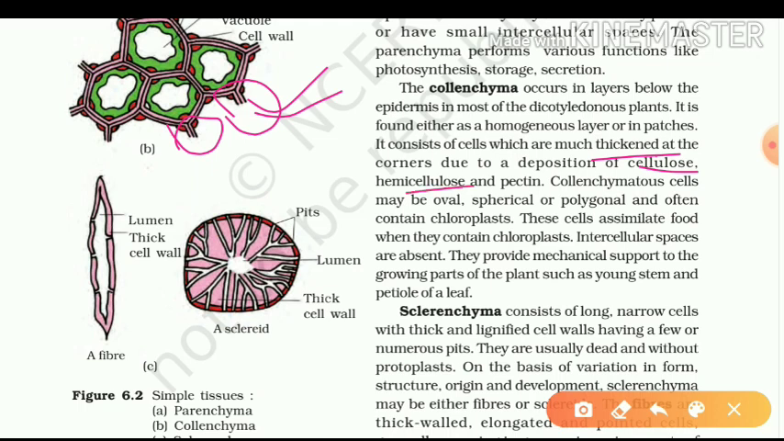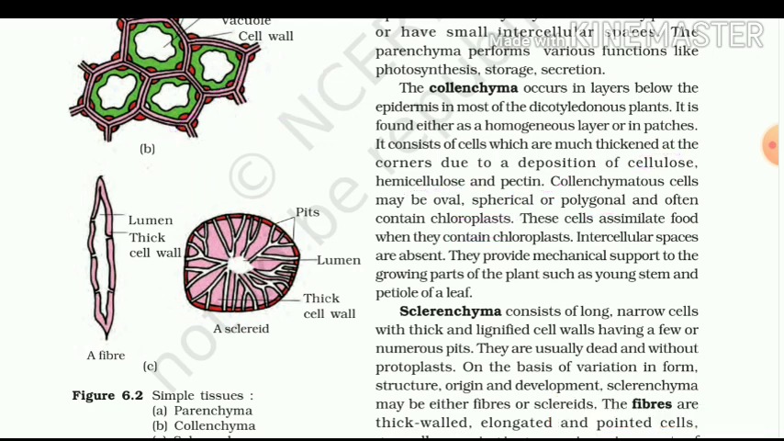Also hemicellulose is present, and pectin is present. So the deposition of all these occurs. That's why it is in a thickened form. So collenchyma cells, guys, may be oval or spherical or polygonal, and often contain chloroplasts. So this is the nature of these collenchyma cells.